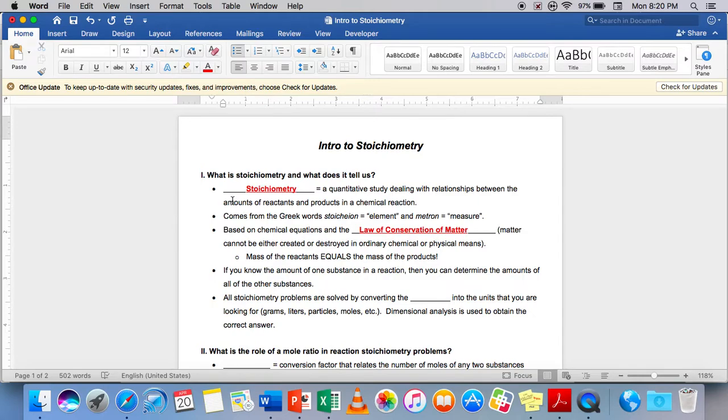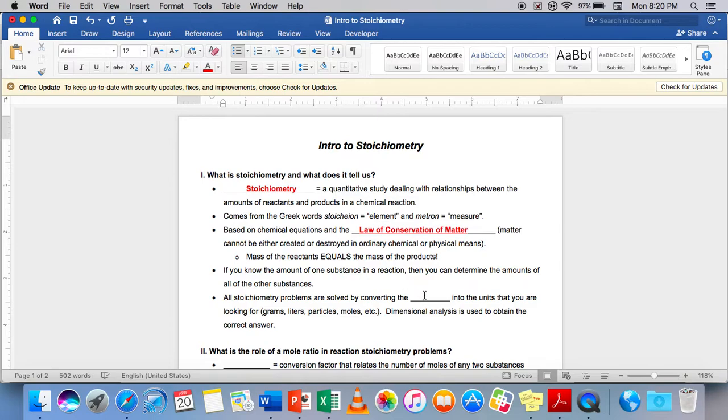By using this concept and this idea, we can take a starting amount. So if we know the amount of one substance in a reaction, you can then determine the amounts of everything else. We are going to be looking at two substances specifically. There might be multiple in the equation, but we are going to be taking two of them.